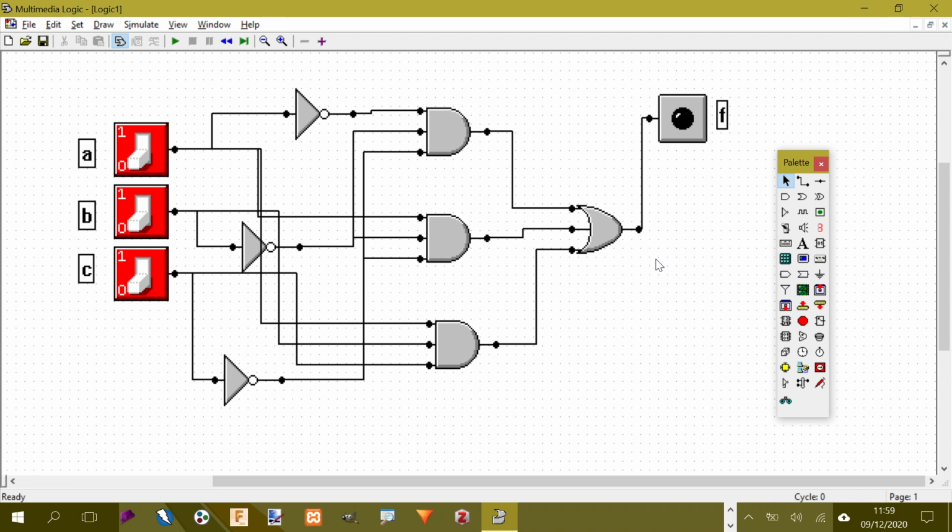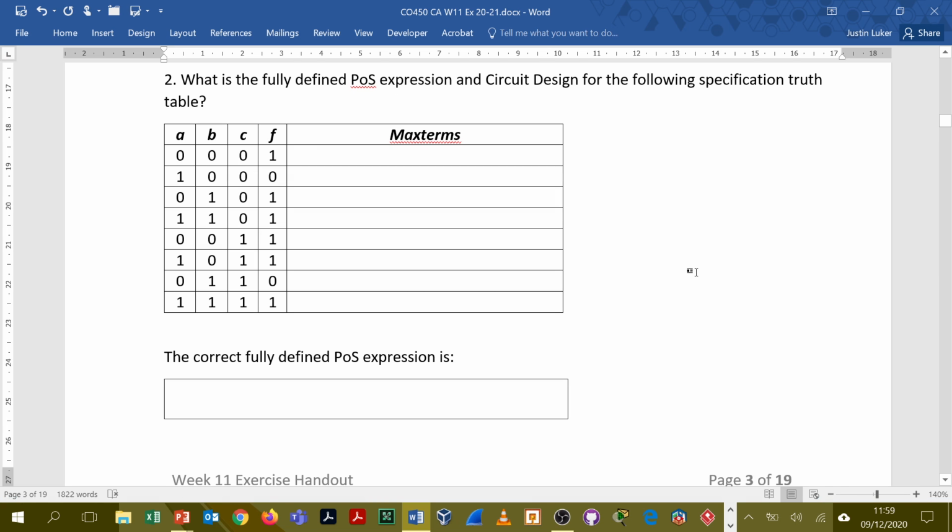Let's head back to the exercise sheet. So now we're looking at POS, product of sums expression, and this time we're looking for max terms. Remember, with product of sums, we are looking for zeros. With sum of products, we're looking for 1s. With products of sums, we are looking for zeros.